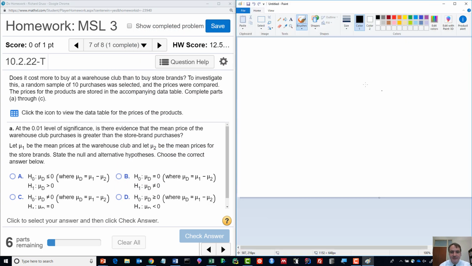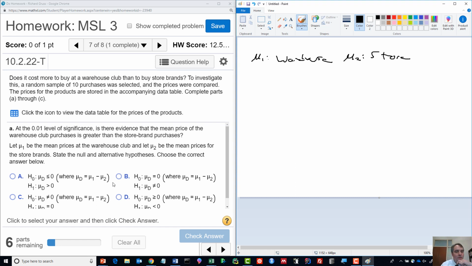Just to identify where we are, we're going to do the same sort of drawing here. We've got two different samples, and we just need to keep track of which is which. So we'll say average 1 will be the warehouse. It's kind of hard to write with this, but that says warehouse. And average 2 is going to be for the store brands, just to keep those straight.